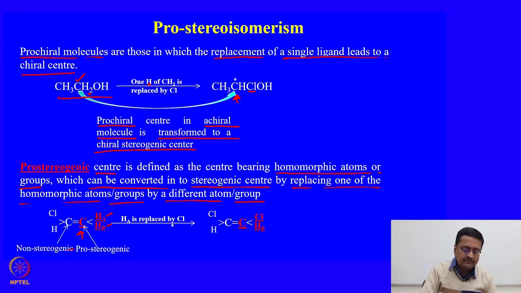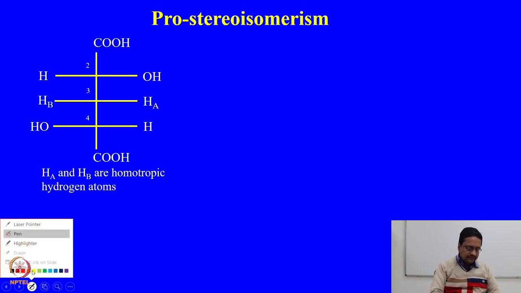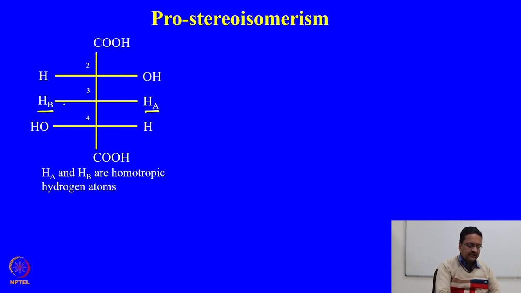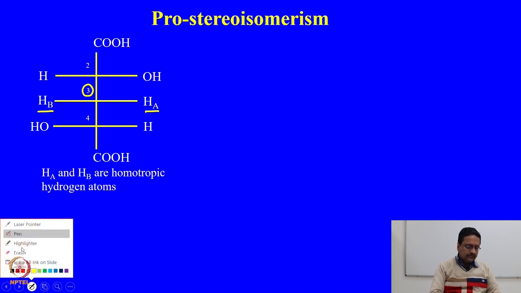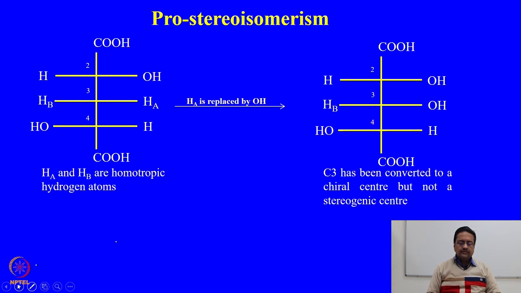So, when we replace HA by chlorine, we get this molecule. What we see now is that both the carbon centers are stereogenic and achiral centers. Let us take one more example to understand pro-stereoisomerism. In this example, there are two hydrogen atoms, HA and HB, located on carbon center 3. These two hydrogens are homotopic because replacement of either of them by another group will result in the same compound. So, if we replace HA by OH, we get this particular compound. Now we see that C3 has been converted to a chiral center, but not a stereogenic center.